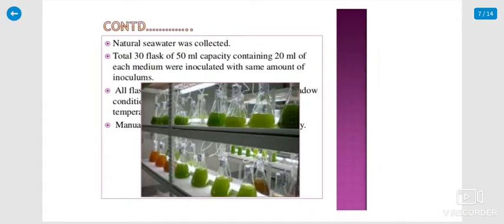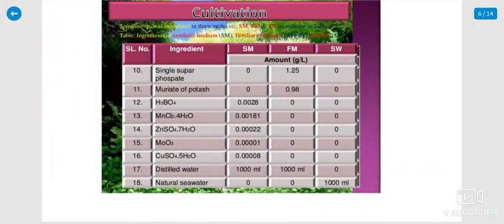Natural seawater was collected. A total of 30 flasks of 50 ml capacity containing 20 ml of each medium were inoculated with the same amount of inoculant. All the flasks are maintained at room temperature under light as well as shadow dark conditions. The temperature will be maintained at 18 degrees to 30 degrees at room temperature. These are the cultivation methods.